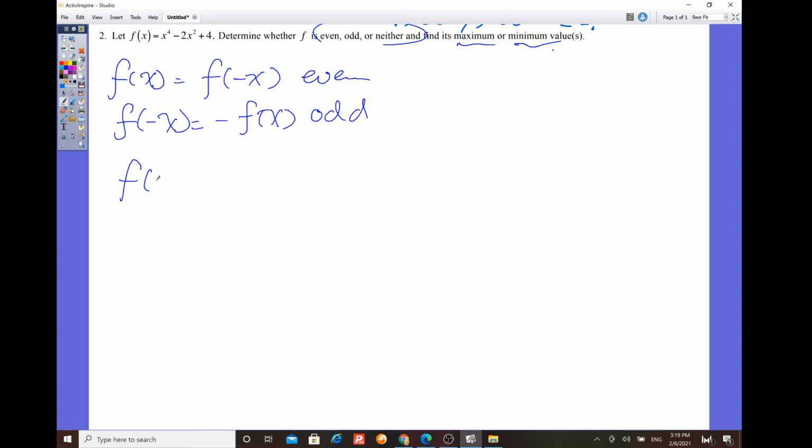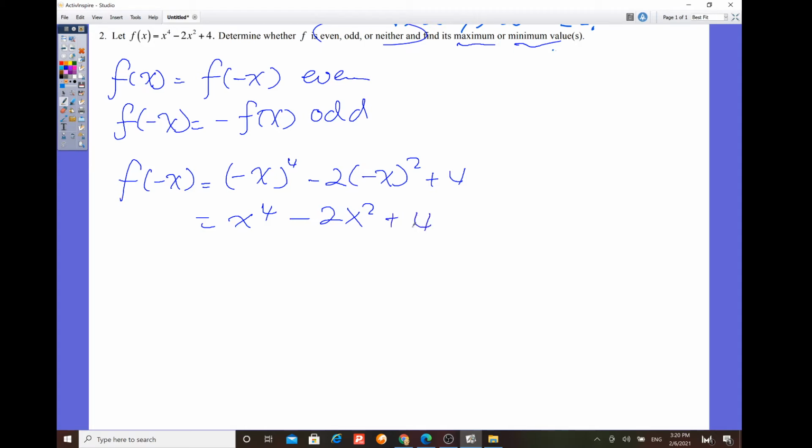So let's start out with f of negative x. For f of negative x, we have negative x quantity to the fourth power, minus 2 times negative x quantity squared, plus 4. Negative x to the even power, 4th degree, is the same as x to the 4th power. And negative x quantity squared is still positive, so positive times negative is still negative. So this basically matches up with the original function. Therefore f of x is even.